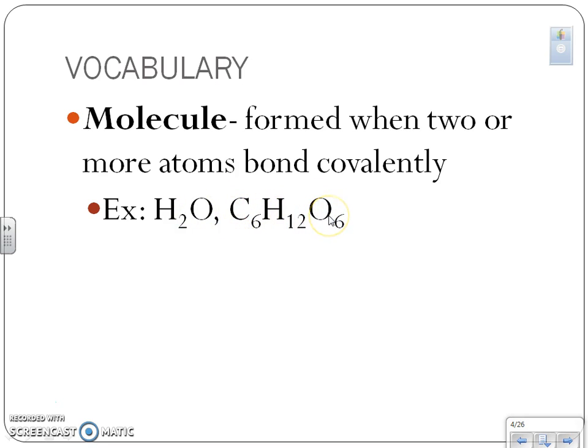These are all nonmetals. The smallest part of an ionic substance, such as NaCl or potassium iodide, is called a formula unit. But the smallest part of a covalent substance is called a molecule. So the smallest thing you can have of water is a water molecule for it to still retain the properties of water.